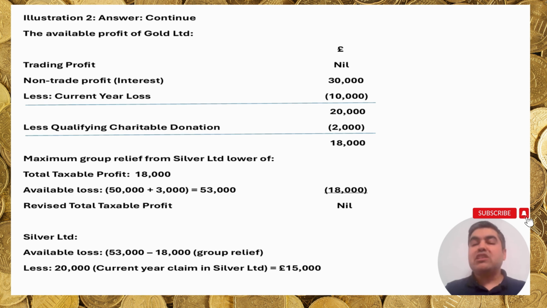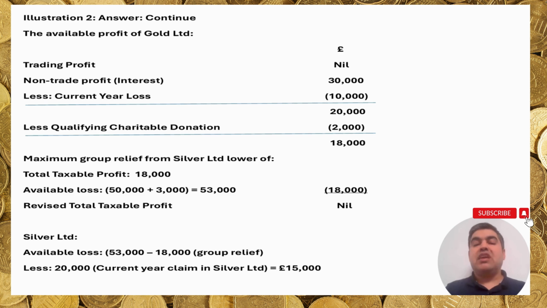So the charitable donation is not wasted. Now, with this 18,000, they can ask for group relief from Silver Limited. First of all, they will utilize their own losses. That is the rule. They have a trading loss of 10,000, which will be used against non-trading profit, which is the interest income. So eventually their total taxable profit will be 20,000, which will be further reduced by the qualifying charitable donation of 2,000. So their total taxable profit will be left at 18,000.